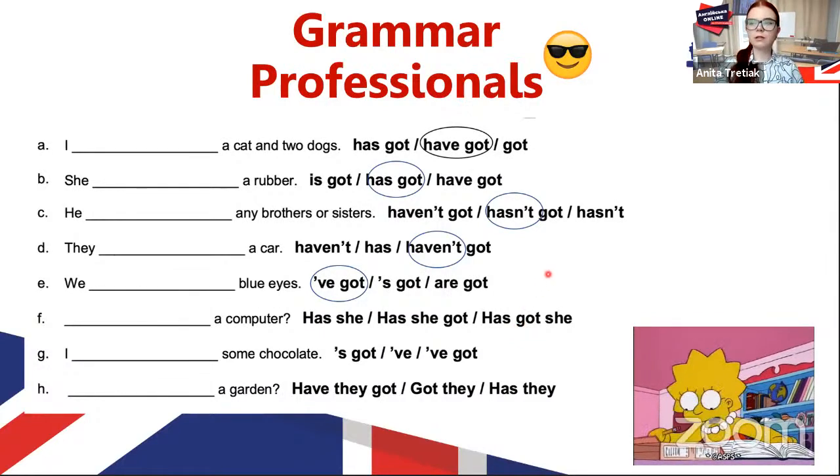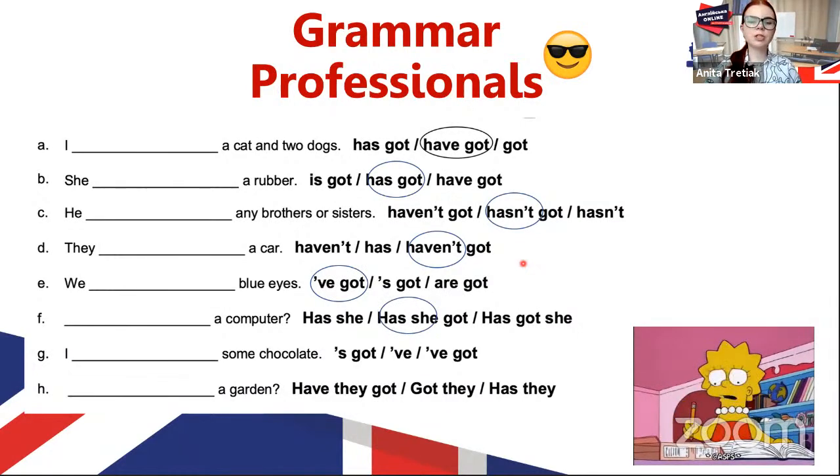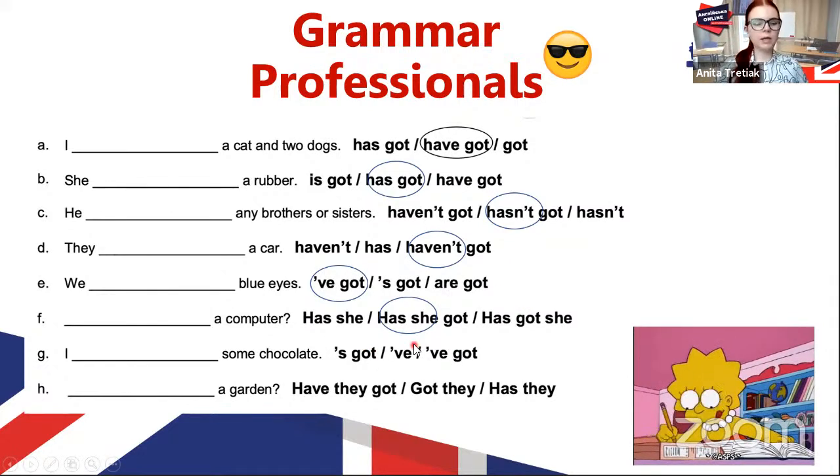All right, let's check. And this one, it's has she got? Has she got a computer? Because the order of the words in the question is the next. You use has or have, then the subject, and then the word got. That's simple. G, I, some chocolate. Has got, have, or have got, but the short forms. Choose what you think and write this in the chat.